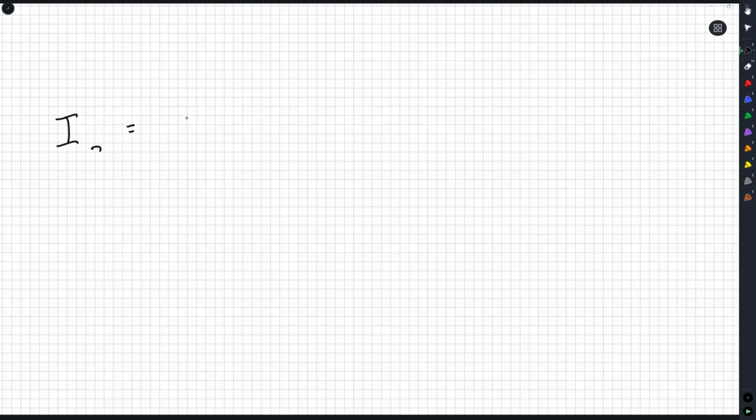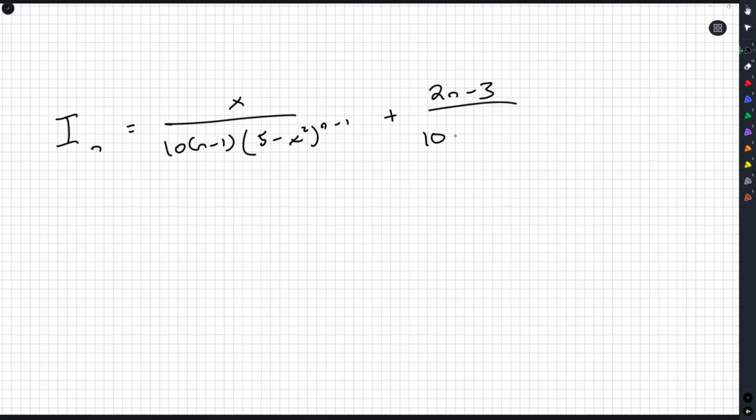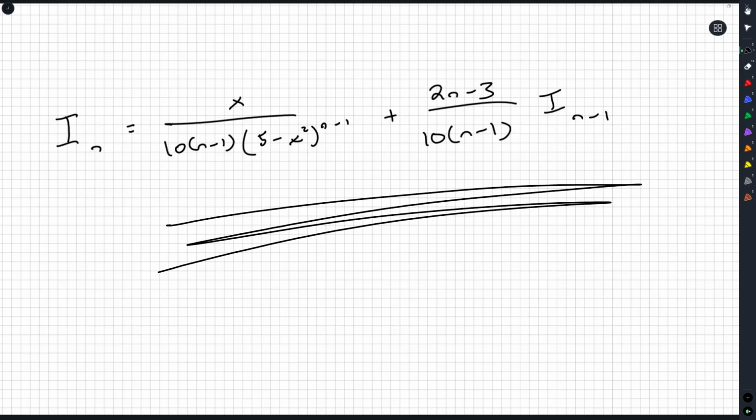I n is, let's see, what was it? X over 10 n minus 1, 5 minus x squared to the n minus 1, plus, now we've got 2n minus 3 on top, 10 n minus 1, and then the smaller version. There it is. At long last, it took us a couple interesting rewrites, introducing that 5, introducing that minus 2, and then eventually an integration by parts, but we got our reduction formula all safe and sound.